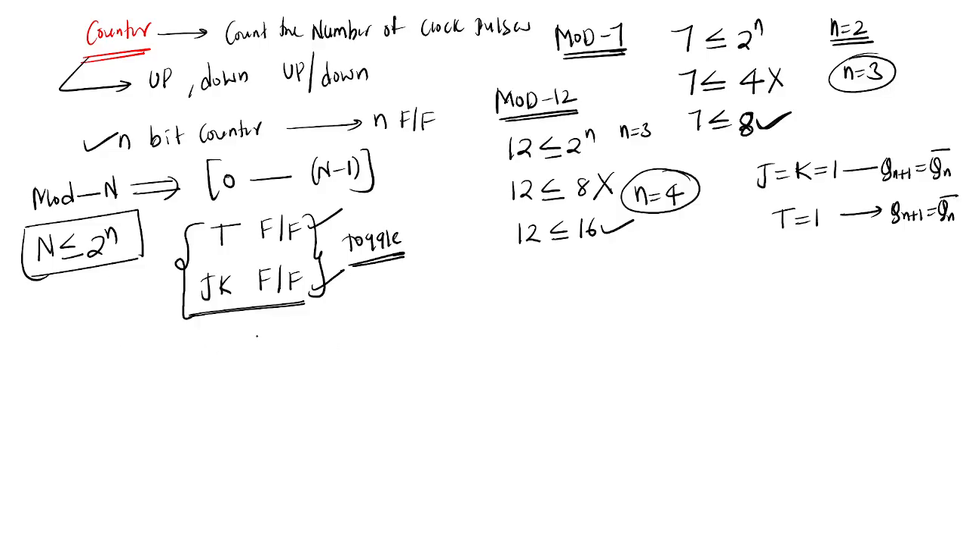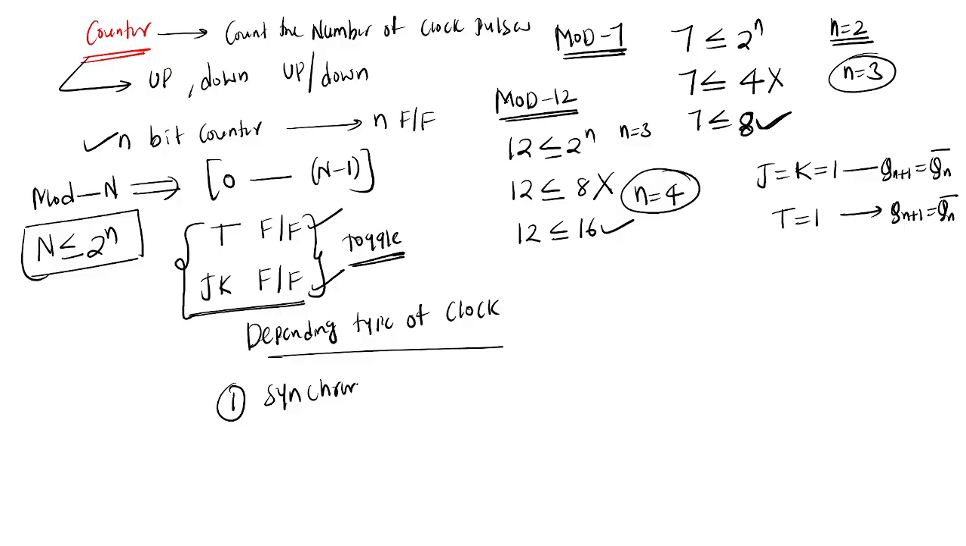So depending on the type of clock, the counters are divided into two types. One is synchronous counter. Synchronous counter means a common clock will be given to all the flip-flops. This is synchronous counter. And the second one is asynchronous counter.